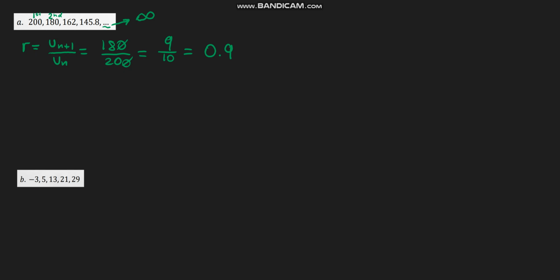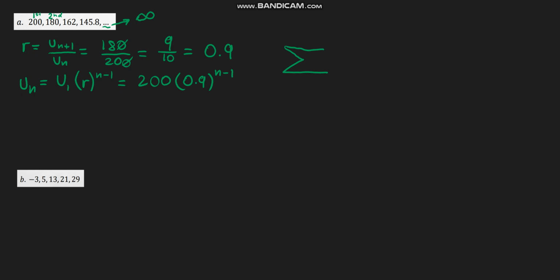And in our previous video, we covered the formula for a geometric sequence, which is u of n is equal to u1 times r parentheses to the power of n minus 1. So we plug in here our first term, 200, times our common ratio, 0.9, to the n minus 1. The last thing we need to do here is write a sigma notation.